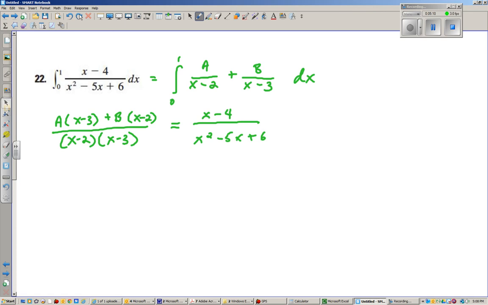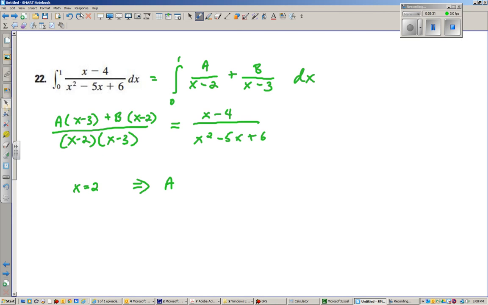So focus on the numerator, right? The denominator is equal already. It's just the numerators. So I suggested to you that method of looking at the denominators and picking the zeros of the denominator, in this case 2 and 3. So what would that result in?